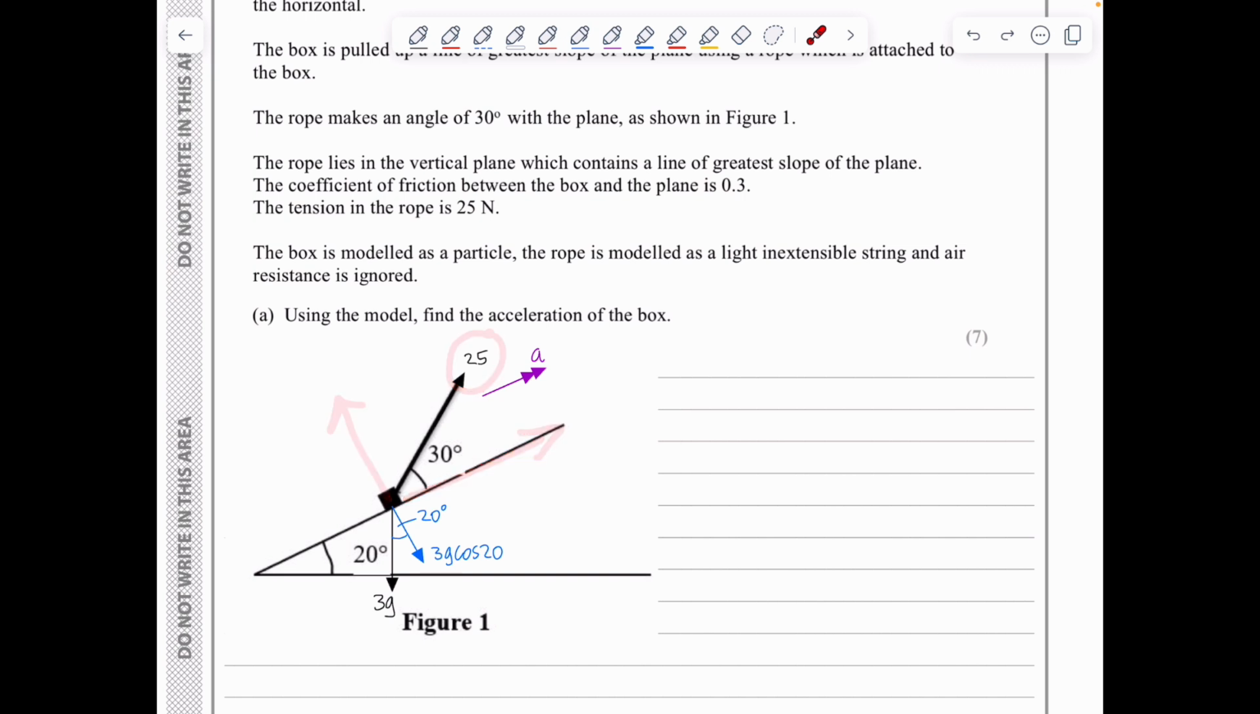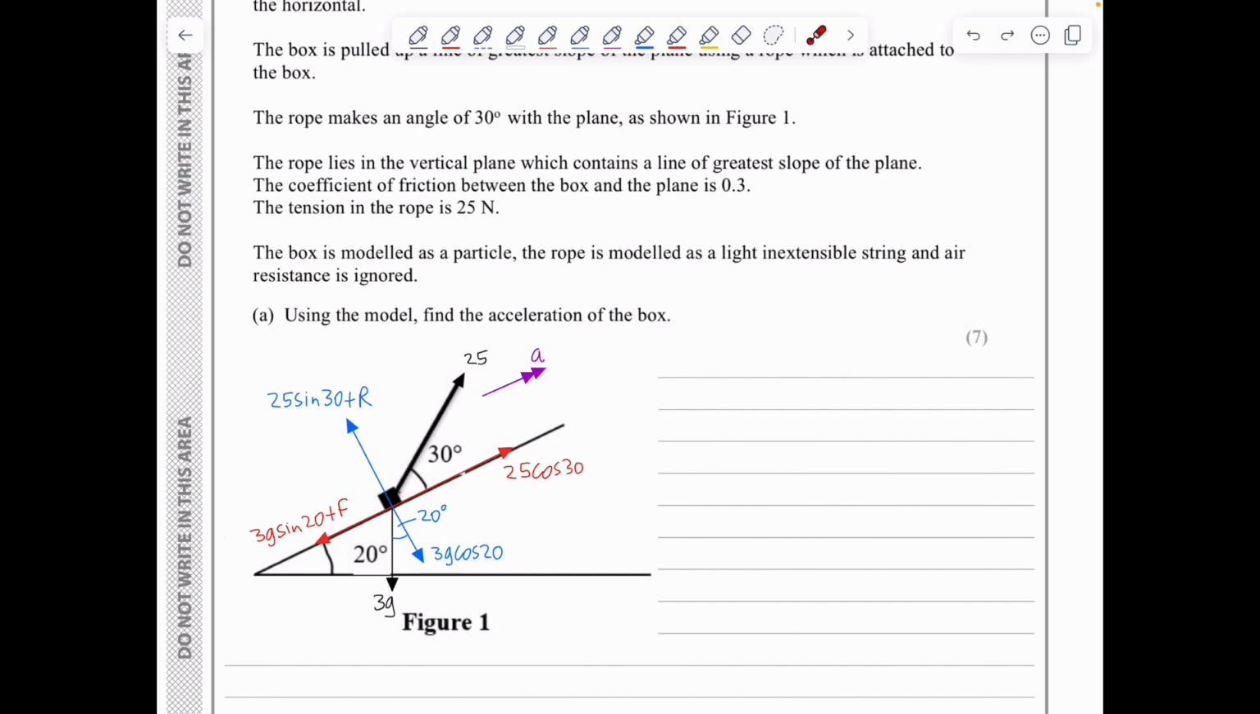So this is giving me 25 cos 30 along the plane and pointing upwards. Whereas in the vertical direction, I've got the 25 sine 30, which is the perpendicular component of the tension, plus the reaction force. And then we also have the component of the weight along the plane together with the friction, which is acting down the plane to oppose motion. So now I have a complete picture of all the forces acting in this situation here.